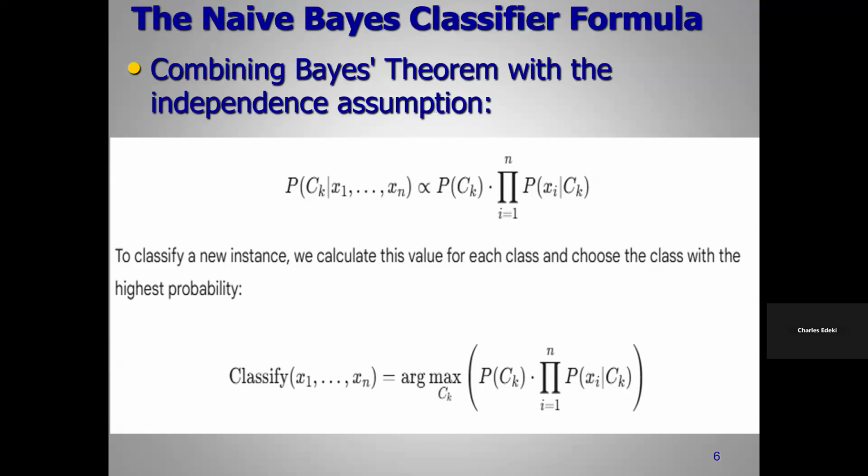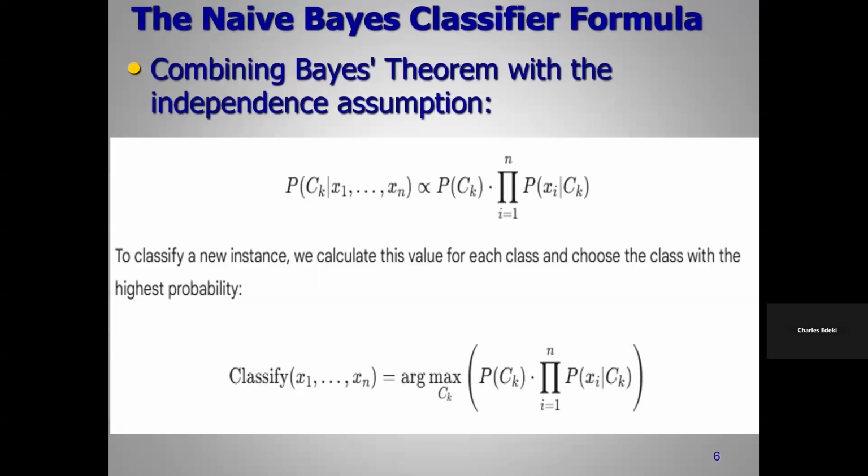As we said earlier, the class that yields the highest value will be the predicted class for that instance. So this is what the argmax function signifies. It returns the argument, in this case the class CK, that maximizes the expression.